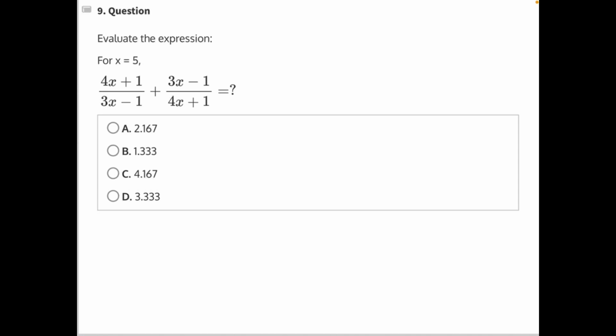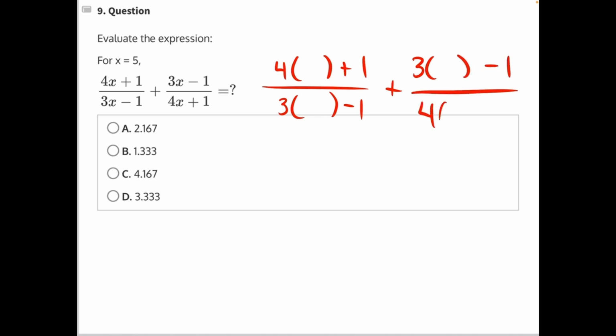Evaluate the expression for x equals 5. So what we need to do here is substitute in the value of 5 for every x that we see. So if I were to rewrite this expression and leave an open parentheses anywhere there is an x, I need to go back and substitute in 5 for every value of x. So I would plug in a 5 here, here, here, and here.